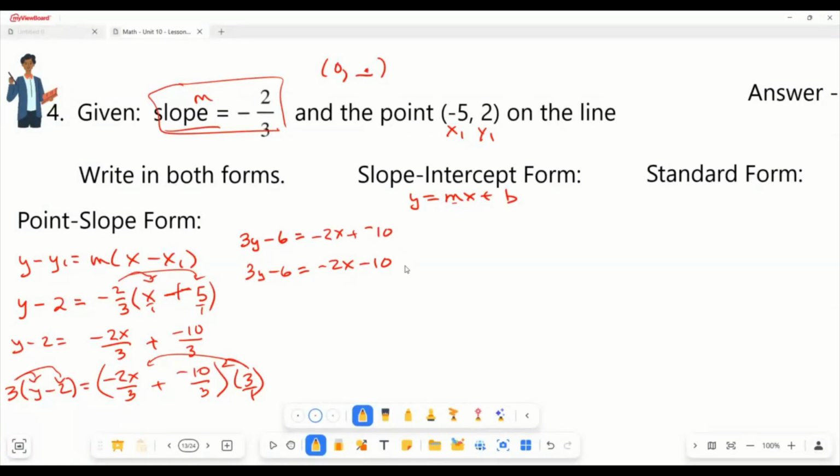Once you've gotten rid of the parentheses and once you got rid of the fractions, we have a nice, neat package that we can then move over here and start getting them in the correct form. We don't ever leave an equation in point-slope form. Point-slope helps us find slope-intercept and helps us find standard.